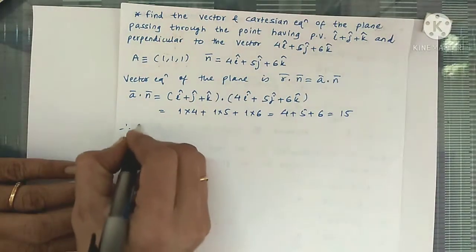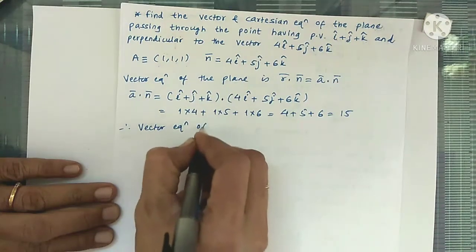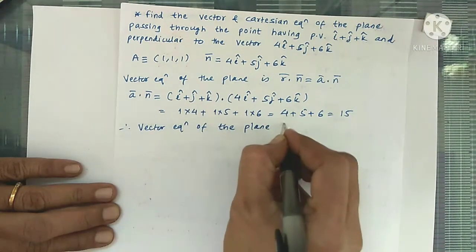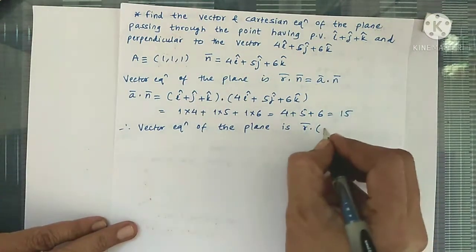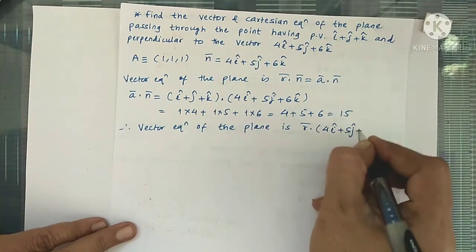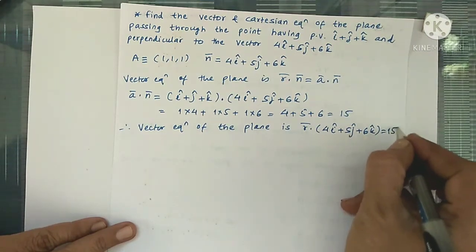Therefore, the vector equation of the plane is r bar dot (4i cap plus 5j cap plus 6k cap) equal to 15.